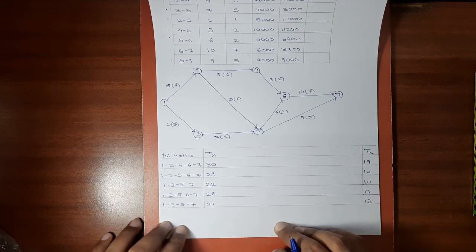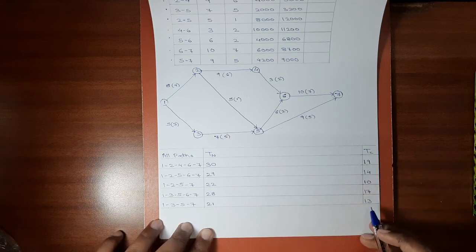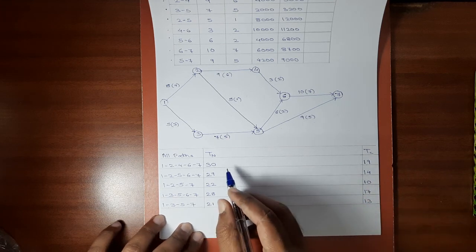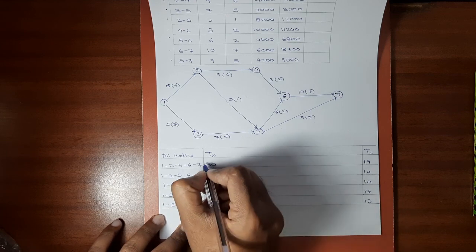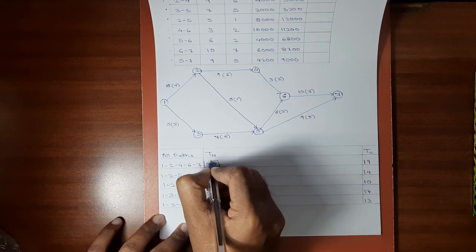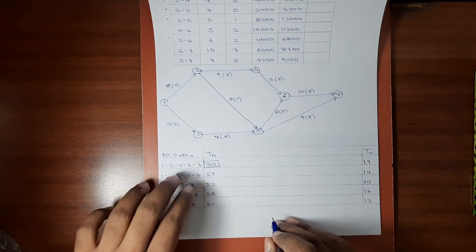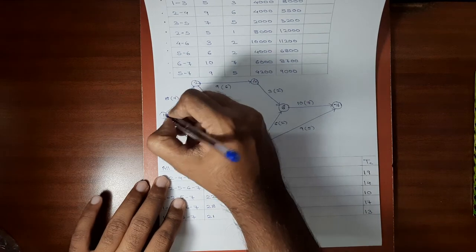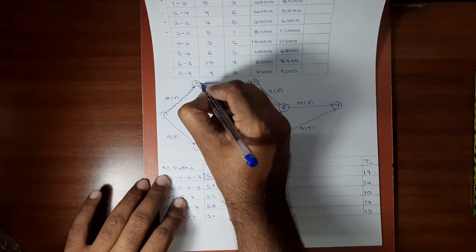Okay, now we have all the possible paths, the normal duration of each path and the crash duration of each path. Which path has the maximum normal duration? 30 days, the first path. So this is our critical path, path 1-2-4-6-7. I'll highlight it in the network diagram.